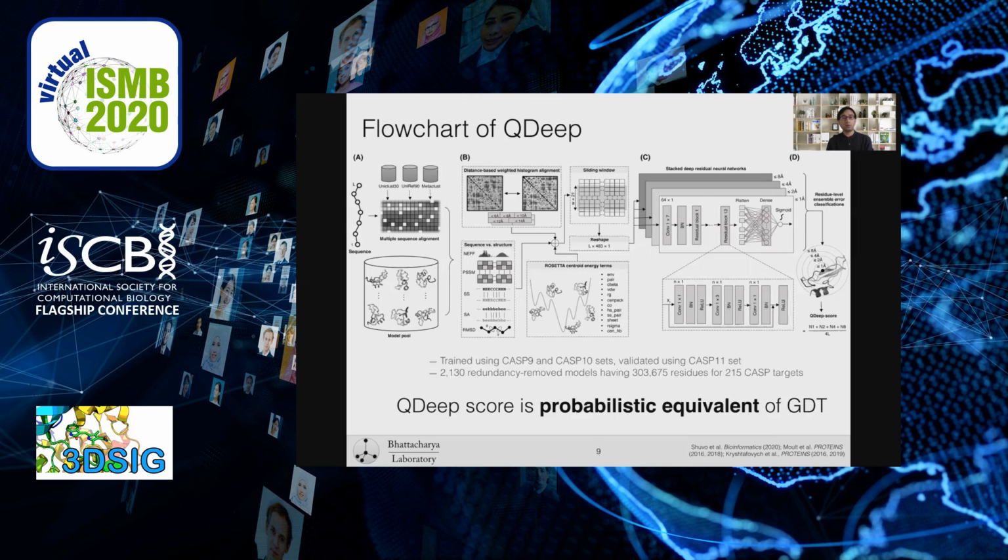It also includes distance-based weighted histogram alignment, in which we predict the distance map from the sequence and extract the distance information from the structure, and finally align them and use the alignment as a similarity score to be fed as a feature.